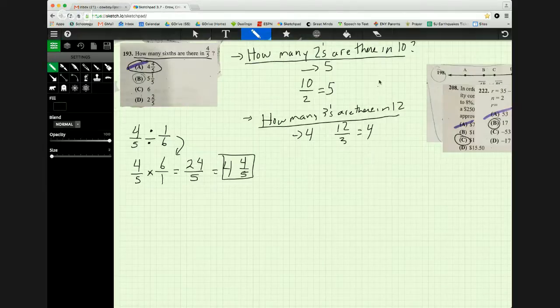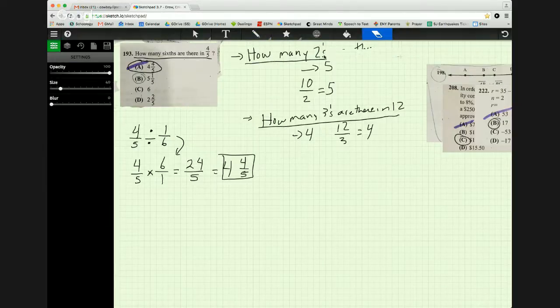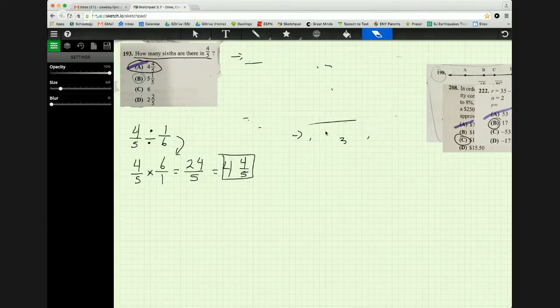Okay, good. Moving right along. Let's not do any more of those butterfly patterns. Let's see if we can just get problem 198 knocked out.